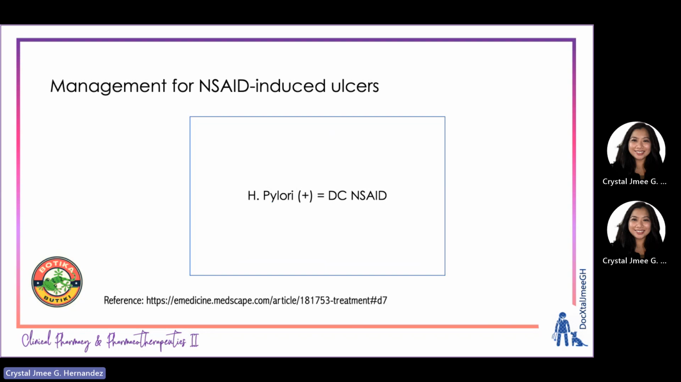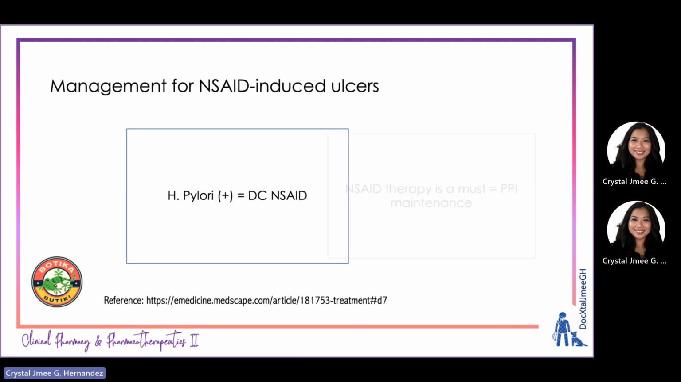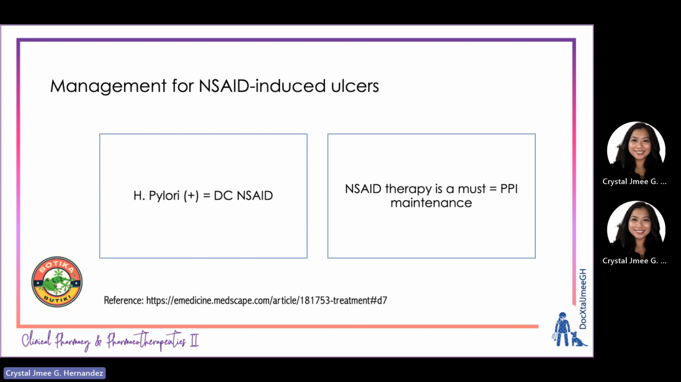Then for management of NSAID-induced ulcers, in many cases, if the patient is positive for H. pylori, it is highly recommended that NSAID therapy should be discontinued. Now, if NSAID therapy is a must, meaning it's needed by the patient, for example, if the patient is suffering from a pain-related condition where NSAIDs are recommended as maintenance therapy, then that would equate to adding a proton pump inhibitor as a maintenance therapy as well.